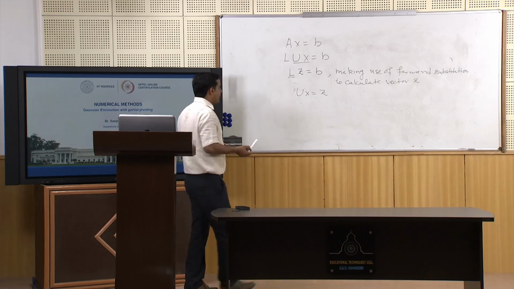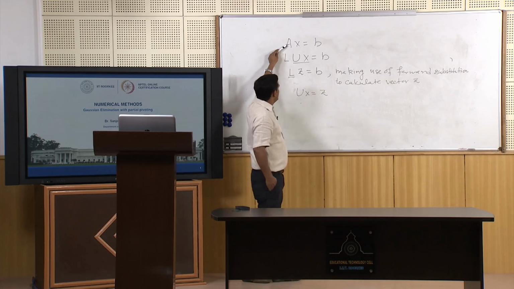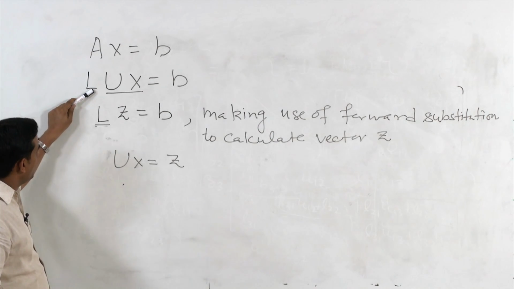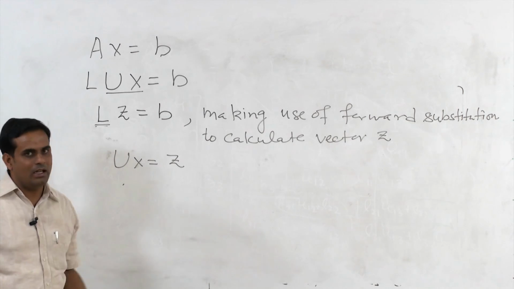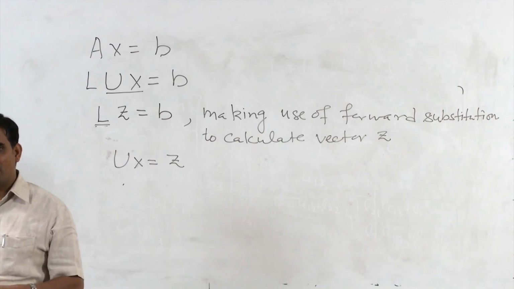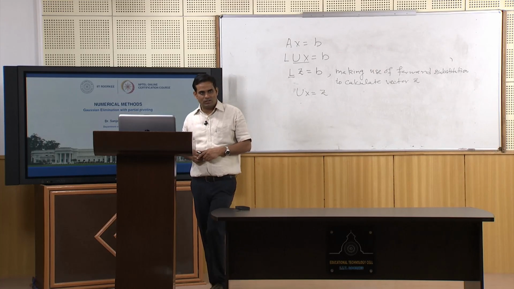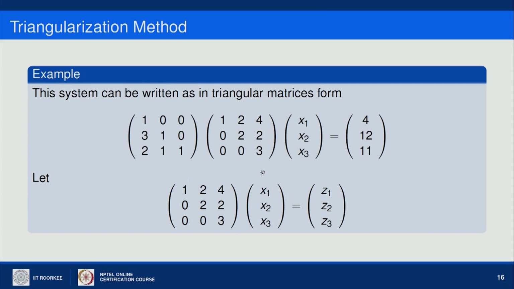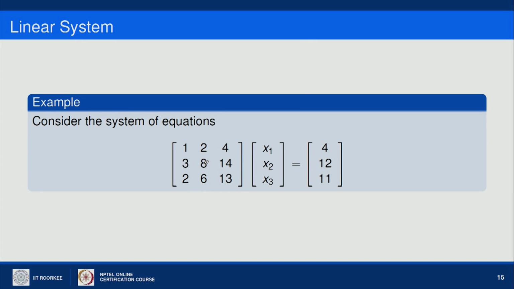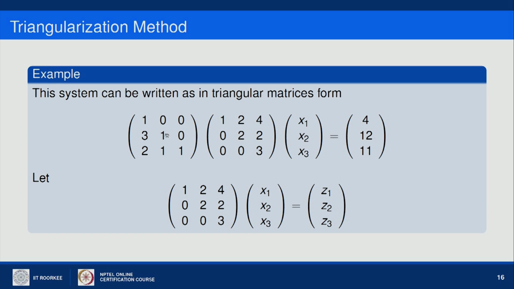So, here what we are doing? First we are decomposing our coefficient matrix as the product of lower triangular and upper triangular matrix, and then we are using forward substitution and finally back substitution. This is the example which I have taken earlier. So, suppose we are having this system of equations 1, 2, 4, 3, 8, 14, 2, 6, 13. So, 3 equations with 3 unknowns. The coefficient matrix is the same which I have taken earlier. So, I can write this as product of L into U x equals to B.